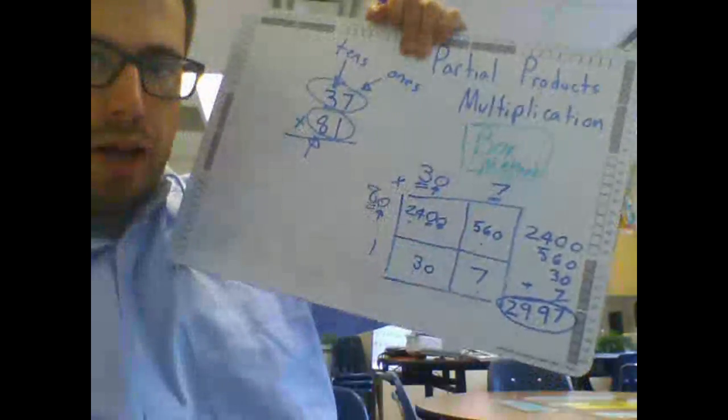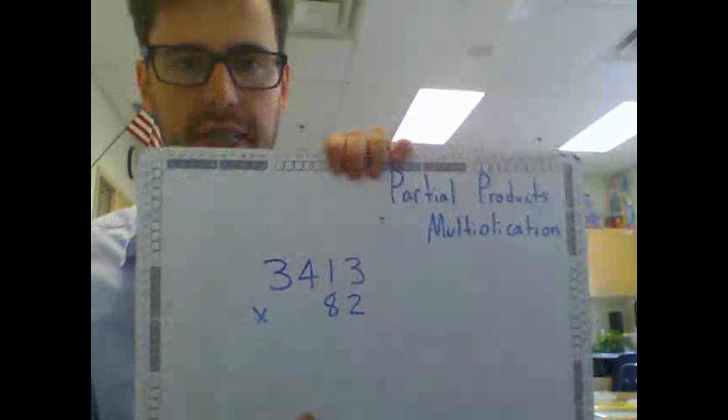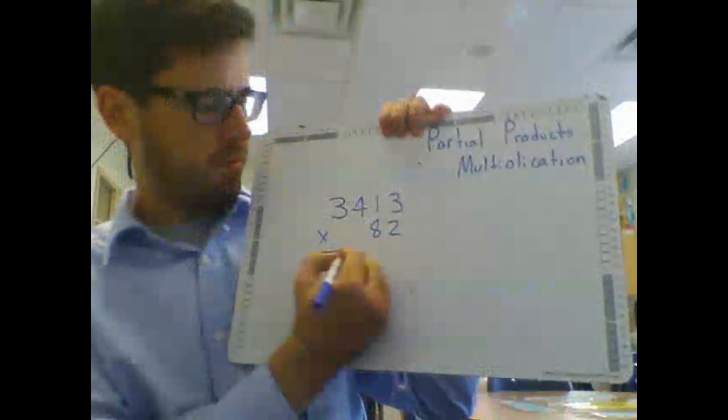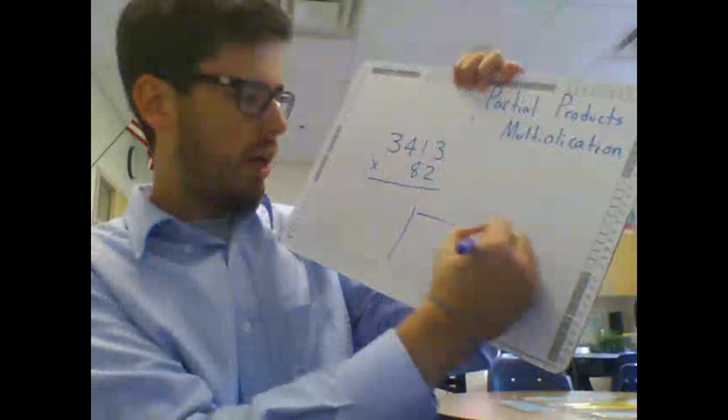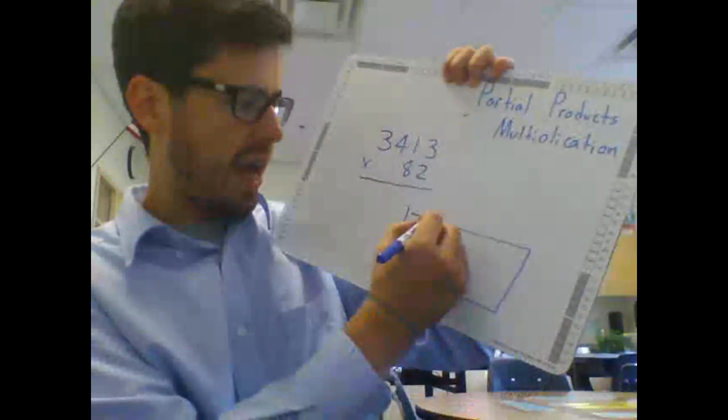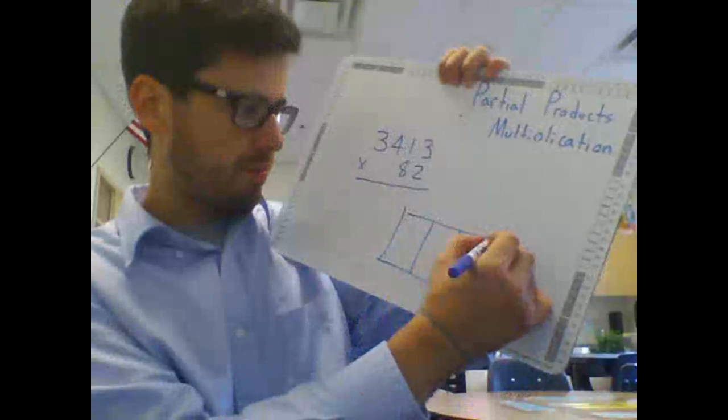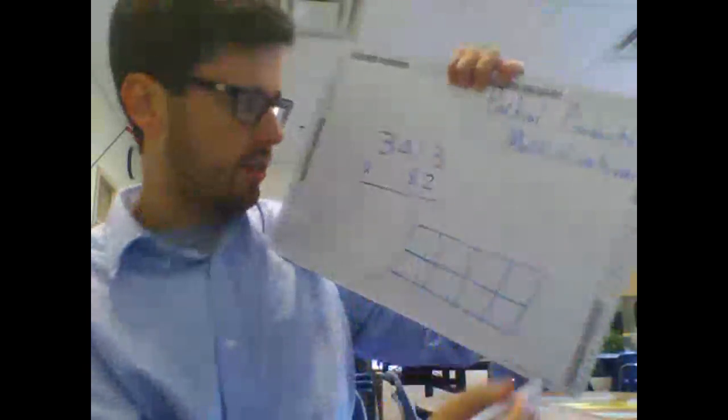Now, just one more word of advice for you. This doesn't just work for 2-digit by 2-digit. It can also work for any number of digits that you have. So for example, if I had 3,413 times 82, all I would do to figure this out is add some extra columns. You'll see why in just a sec.